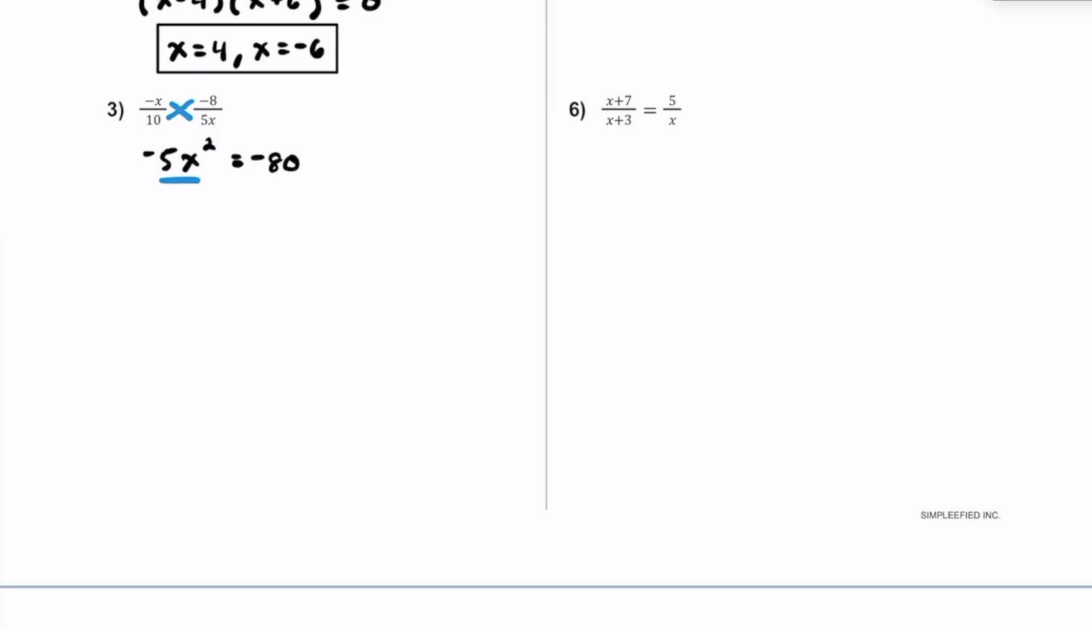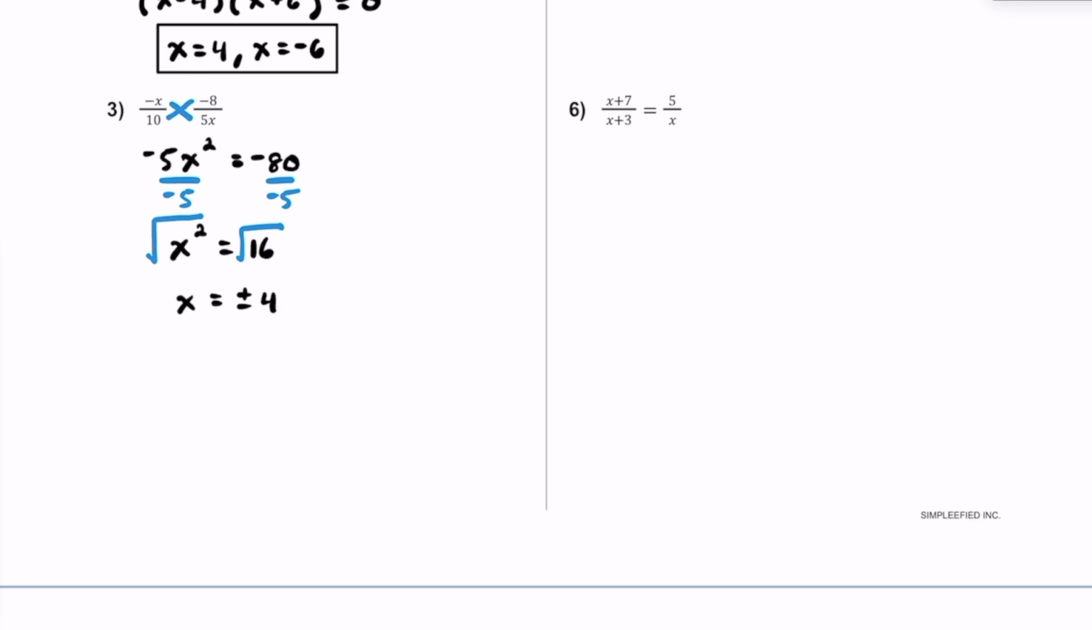Let's solve for x. Let's go ahead and divide both sides by negative 5 here. If you do that, we're going to get positive 1x squared, or just x squared, equal to 16. And then you can just take the square root of both sides here, and so you're going to find that x is equal to plus or minus 4.